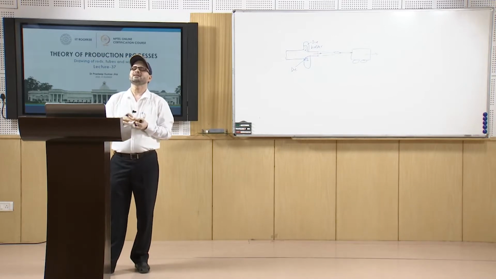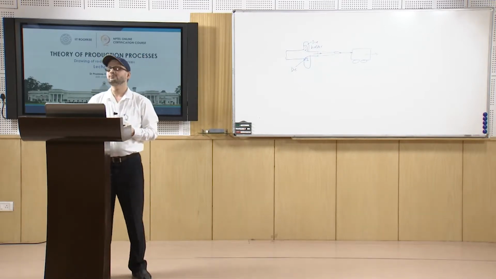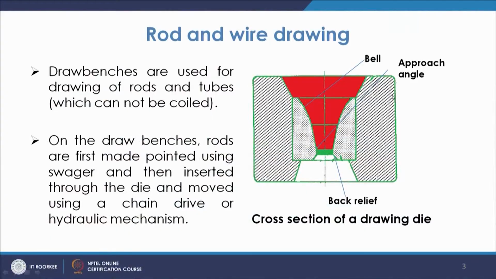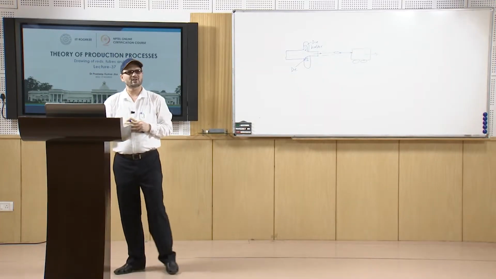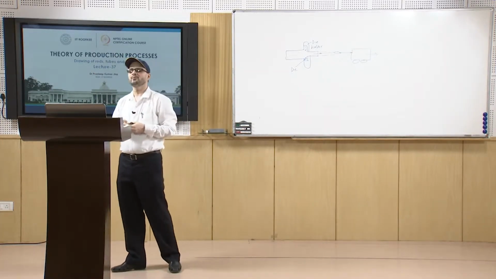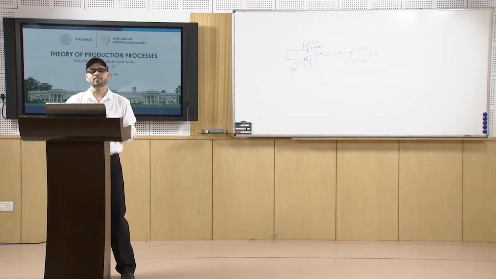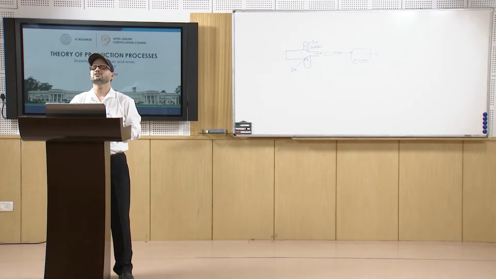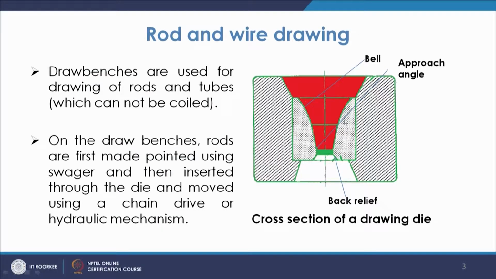Now, the die is normally, as you see, this is the die, and then you have the die holder on the side. The die is normally made of cemented carbide. So, that is normally the material of the die. This is the carbide nib basically, that is your cemented carbide nib of the die, and then this is the casing.